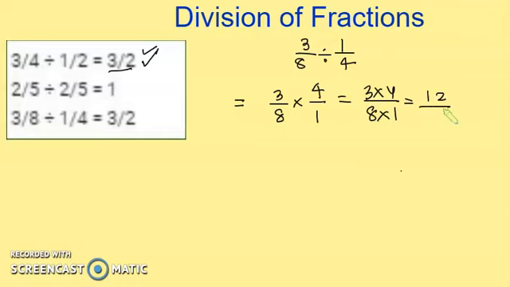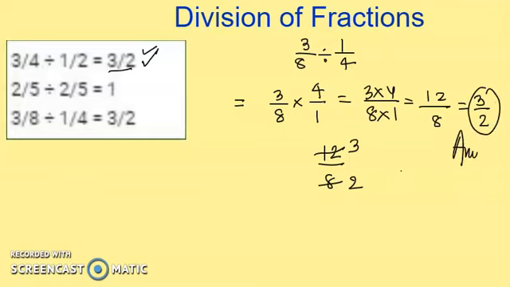12 divided by 8. Now we have to bring it to the lowest term. So 12 by 8, you know, 12 is a multiple of 4 and 8 is also a multiple of 4, so cancel it by 4. 12 divided by 4 gives you 3 and 8 divided by 4 gives you 2. So in the lowest term it can be written as 3 by 2, which is our answer.